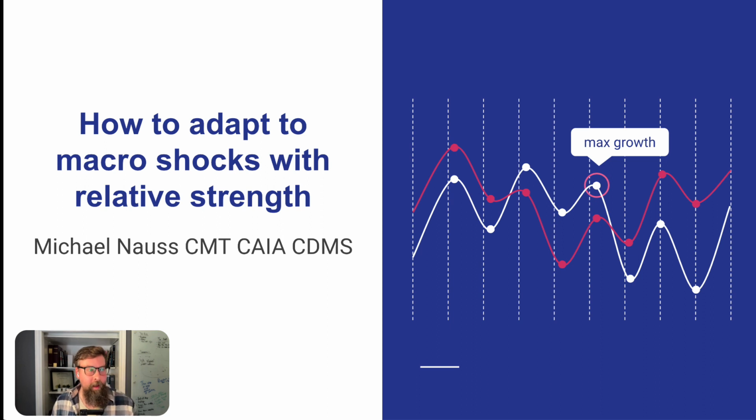Today we're going to talk about how we're going to adapt to macro shocks using relative strength. Again, relative strength is one of the most commonly used and commonly sought after analyses of the market. And we're going to talk about how we adapt this concept. Relative strength is something that can be used in a handful of ways. We're going to go over those traditionally and prove to you why and how they work.